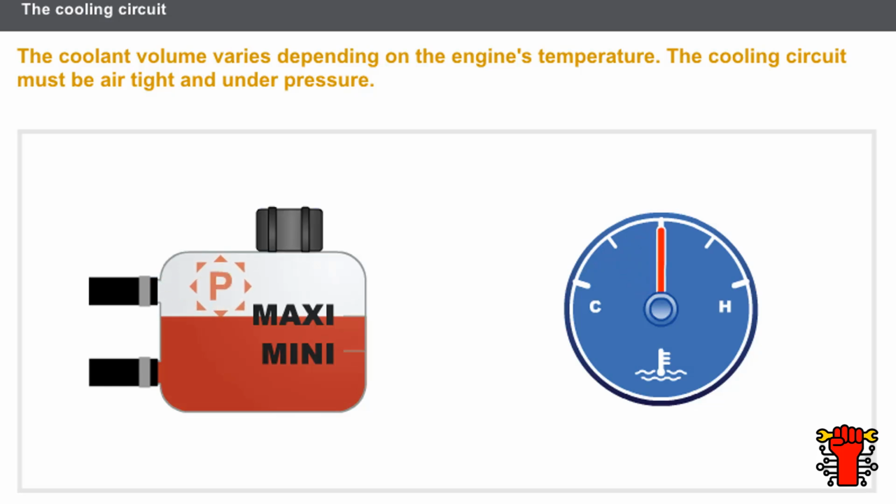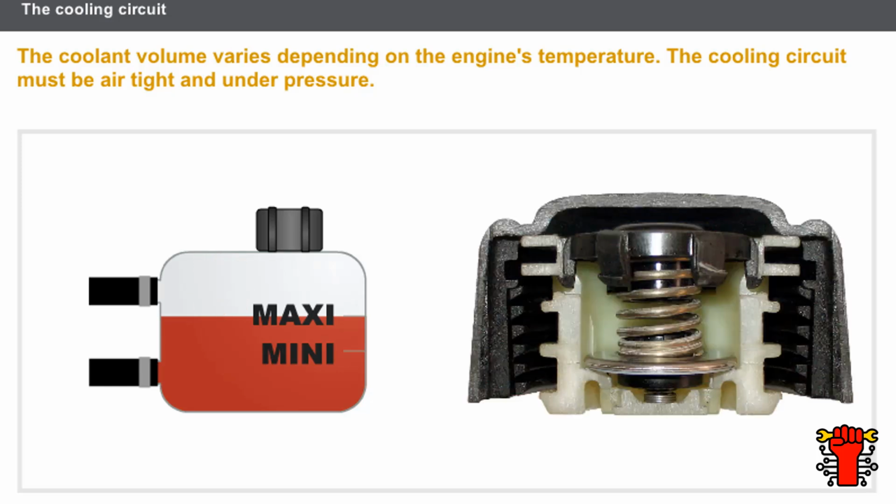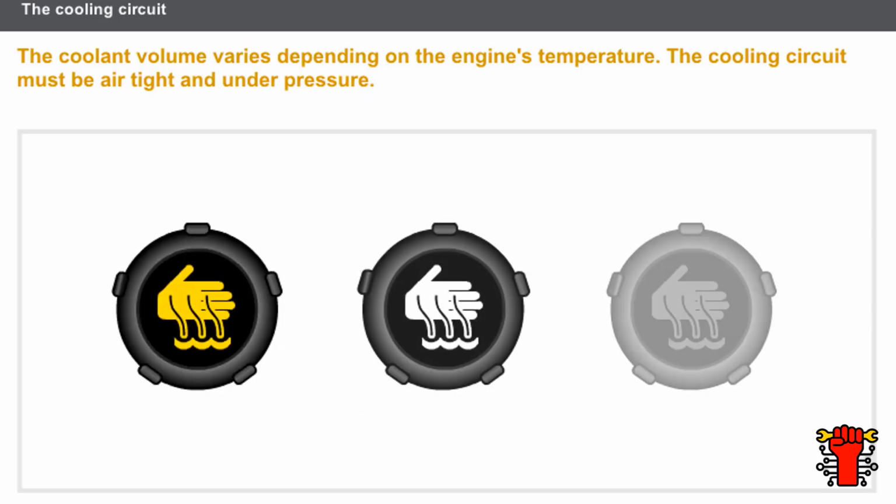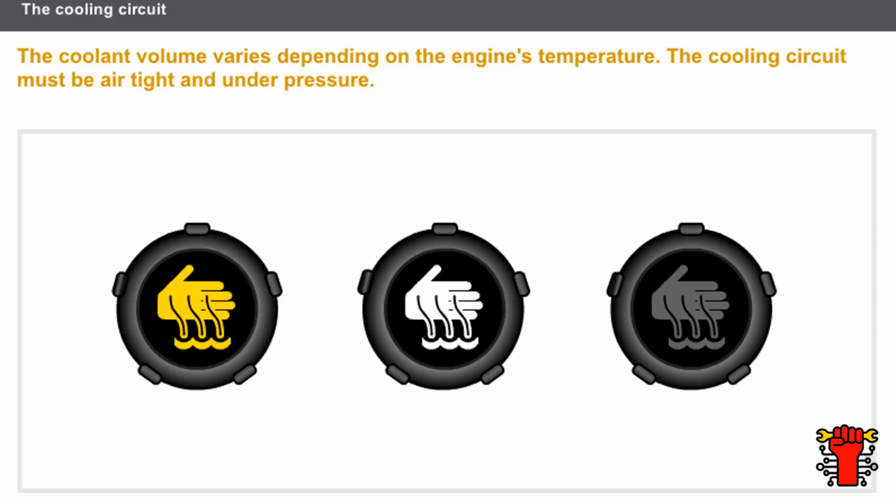For correct operation, the cooling circuit must be airtight and under pressure. The cap has a valve that regulates the pressure in the circuit. The caps have a color code that corresponds to the valve's ratings.